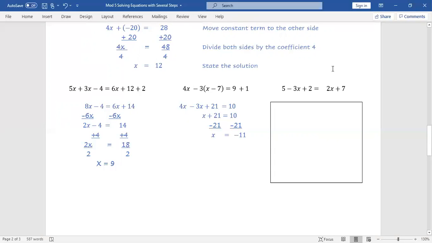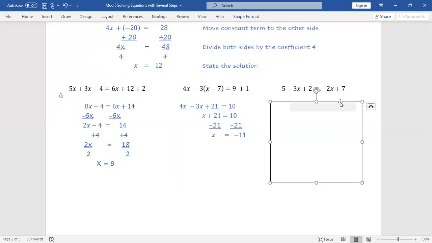My next example, I'm going to have to simplify both sides. My right-hand side can't simplify further. Those are not like terms. My 2x plus 7, they can't simplify further. But my left-hand side, 5 minus 3x plus 2, I can add the constants, the 5 and the 2. The operation sign in front of those terms go with them.